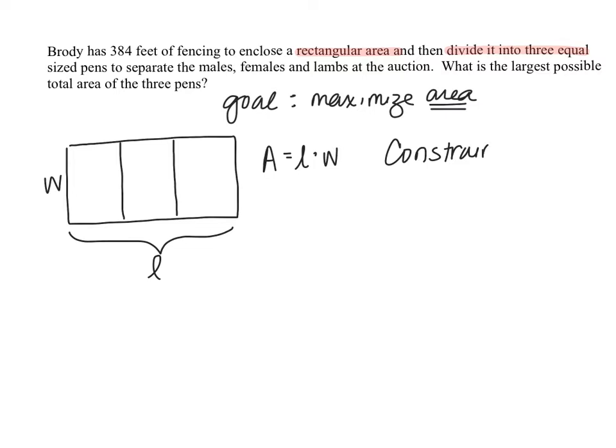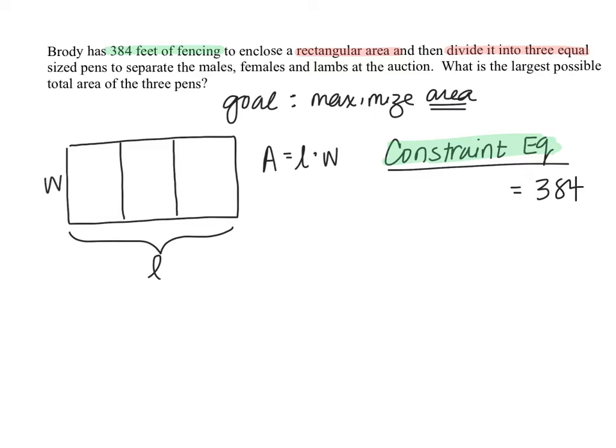We want to reread the problem. We want to see what constraint we are working under. Is there some sort of a limitation in this problem? And it says that Brody only has 384 feet of fencing. So that 384 feet of fencing, that's our constraint. He doesn't have any more fencing than that. So we need to write an equation that will be equal to 384, and this is going to represent exactly where the fencing is going to go.